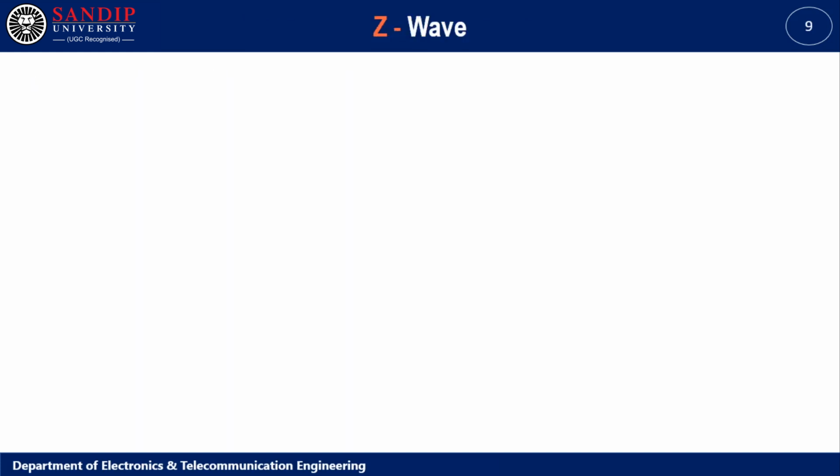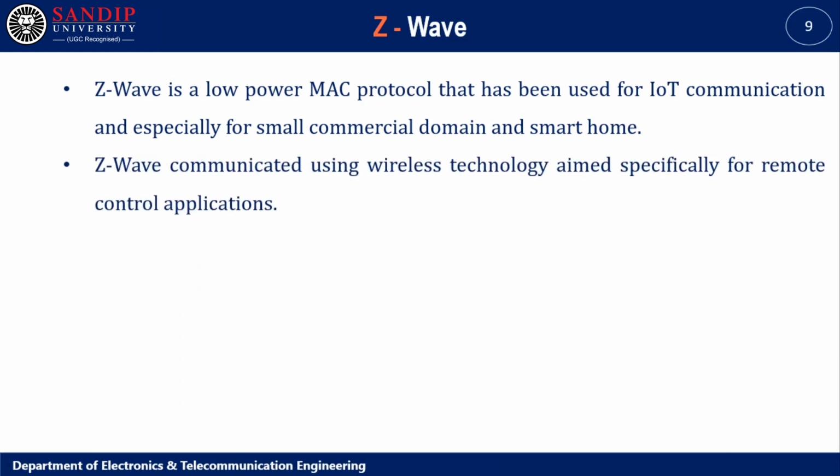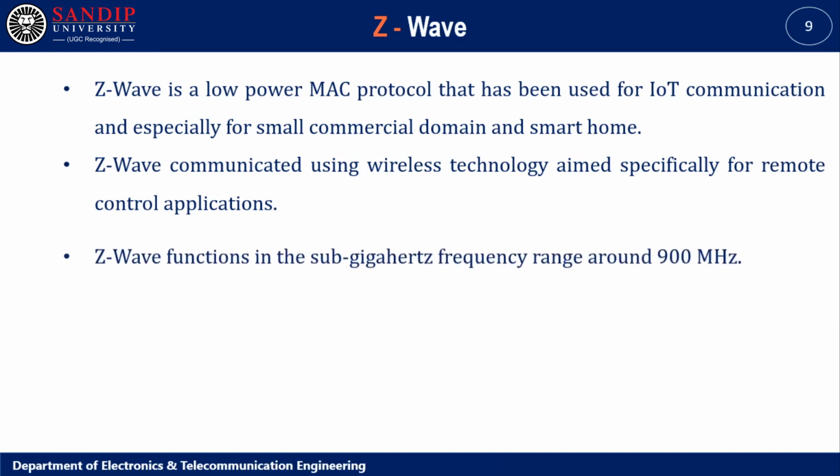Now let us discuss Z-Wave. Z-Wave is a low power MAC protocol that has been used for IoT communication and especially for small commercial domain and smart home. Z-Wave communicates using wireless technology aimed specifically for remote control applications.